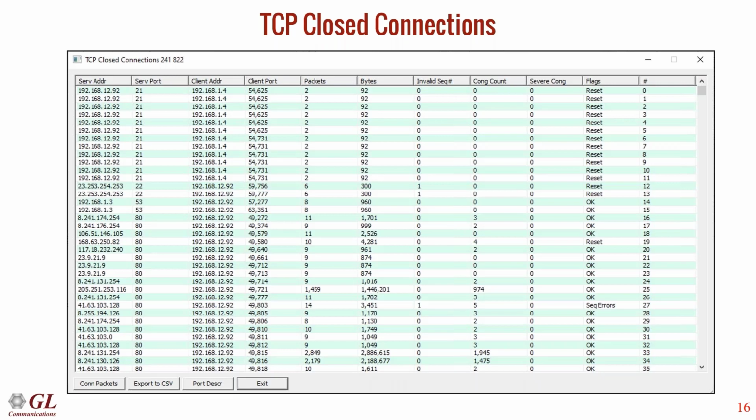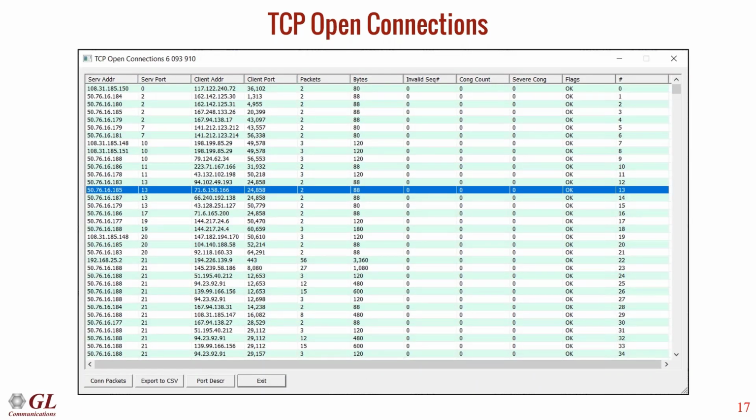Flags shows reset flags if the server or client resets the connection. Okay, if there are no problems, and sequence errors if there were sequence errors, retransmissions in the connection. Open connections are basically connections in progress, which are open and ongoing, but there is no FIN, no closing of the connection yet, or reset.